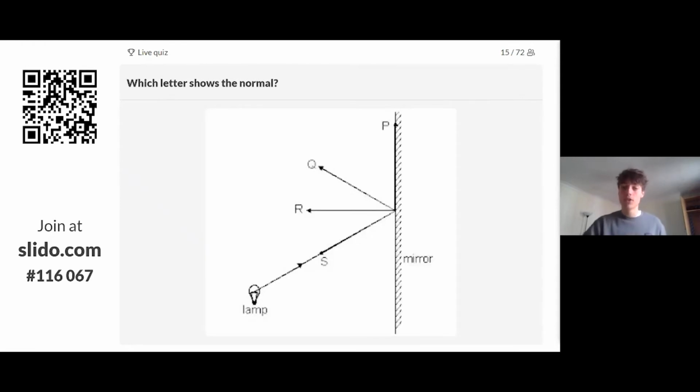There you go. So which letter shows the normal? Is it P, is it Q, is it R, or is it S? Sorry, I forgot to add the image. Hopefully that's not the case for the rest of the questions.